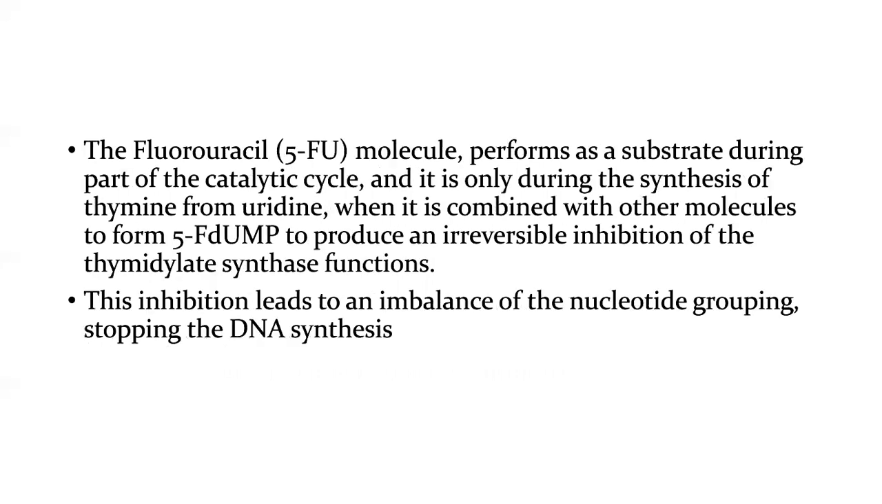The fluorouracil molecule performs as a substrate during part of the catalytic cycle, and it is only during the synthesis of thymine from uridine that it is combined with other molecules to form 5-FdUMP, producing an irreversible inhibition of thymidylate synthase function. This inhibition leads to an imbalance of nucleotides, stopping DNA synthesis. So, these are the two major types of DNA inhibitors. One is methotrexate. The second category is fluorodeoxyuridylate.